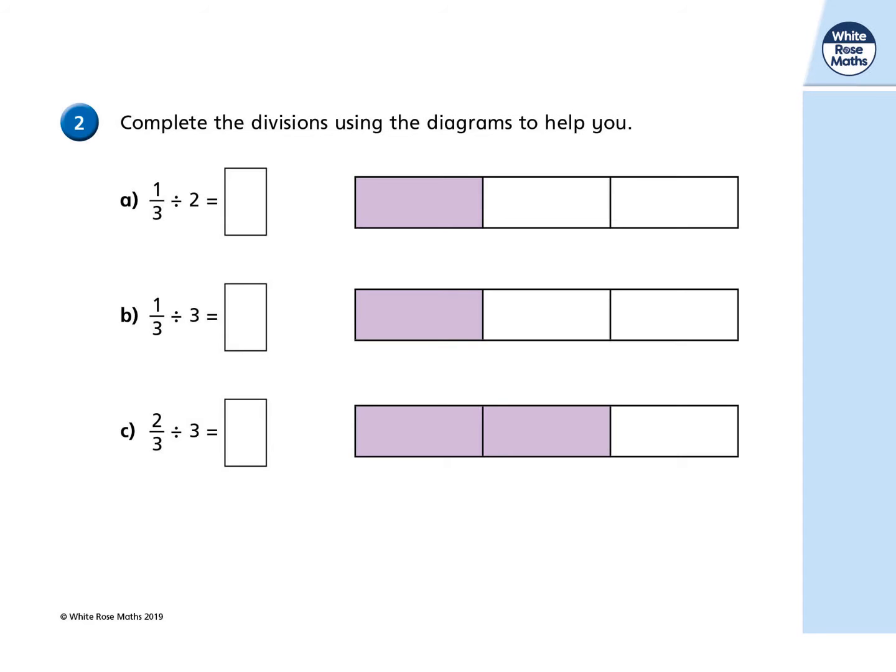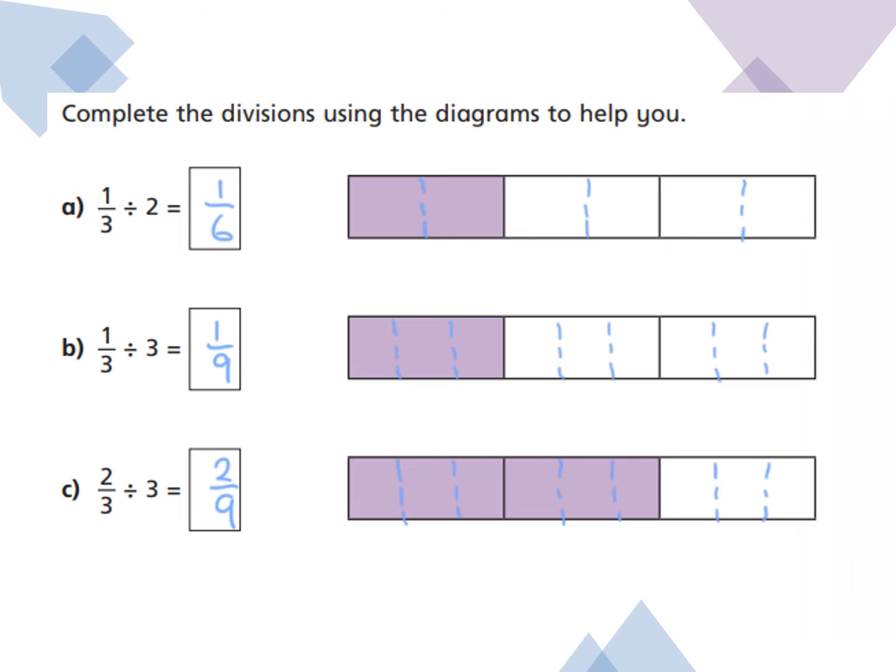Finally, for C, 2/3 divided by 3. Okay, so this time we've got 2/3, we're dividing it by 3. So that denominator, what's it going to change to? Have a think, press pause. Okay, so let's take a look at the answers. Let's see how you did.